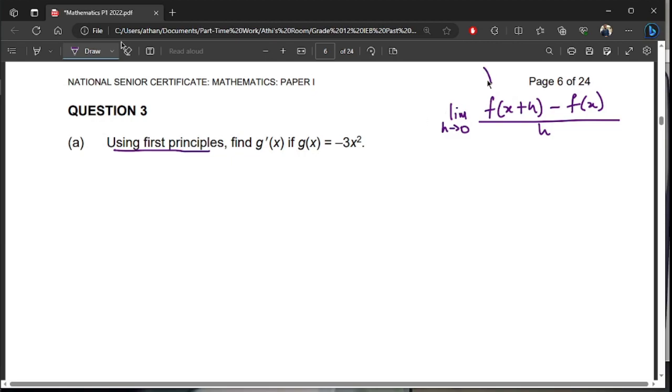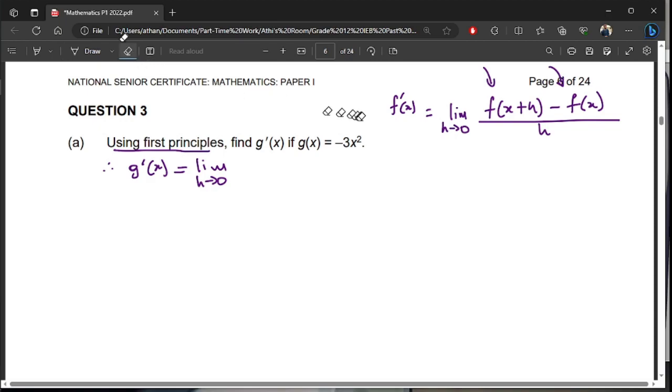Now in my case, you'll notice that I used f instead of g. I'm just writing here the formula, so I will have f prime of x on the left hand side, the derivative of f of x. Now using this formula, let's try to apply it to our g of x. What I'm going to do now, I'll write g of x instead of f of x. So we are finding the derivative of g of x. This is equal to the limit as h approaches 0. And then now we have to put in our equation.